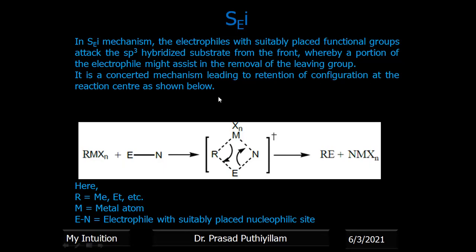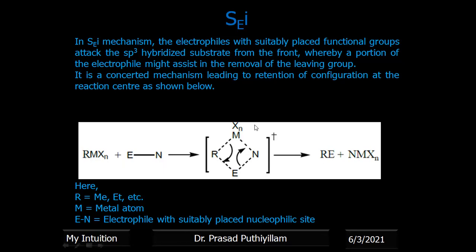So the portion of the electrophile is assisting for the removal of the leaving group. That means the electrophile, the functional group, attacks only from the front side. Back side attack is not possible. Therefore, in SEI mechanism, backside attack is not possible. It is a front side attack.